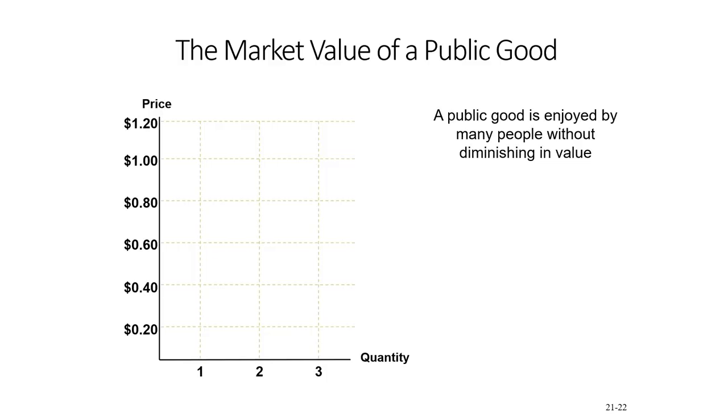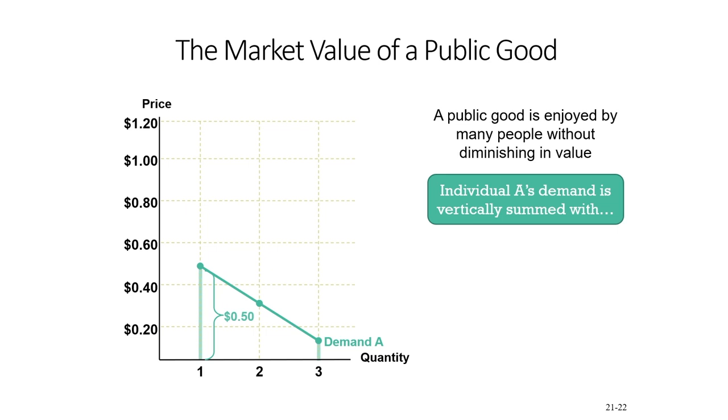So, what does vertical summation mean? Let us say we want to come up with a market valuation of a public good. And we know that a public good is enjoyed by many people without diminishing in value. We are showing quantity on the horizontal axis and price on the vertical axis. Let us say there is an individual A, and his demand curve is a downward sloping demand curve. When the individual is consuming one unit of this good, he is paying, let us say, $0.5 for it. And when he is consuming 3 units of the good, he is paying somewhere around $0.1.